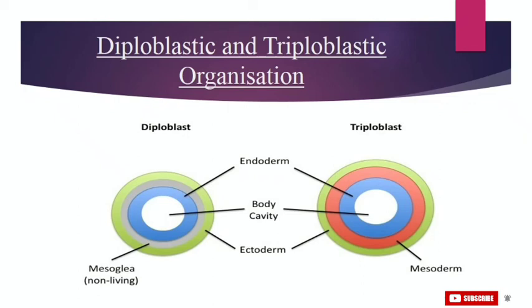Now our next organization is triploblastic organization. As the name suggests, triploblastic means three layers are present. Three layers are present in the developing embryo, that is ectoderm, mesoderm and endoderm. That is why it is called triploblastic. In the picture you can see that each layer is represented by a different color. This type of organization can be seen from Platyhelminthes to chordates phylum.